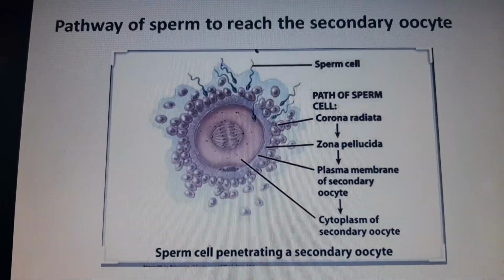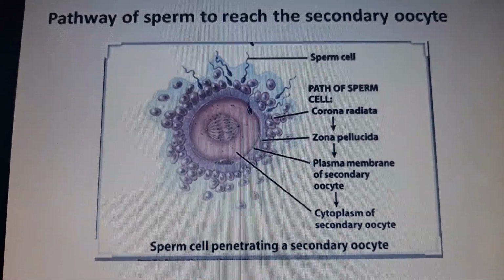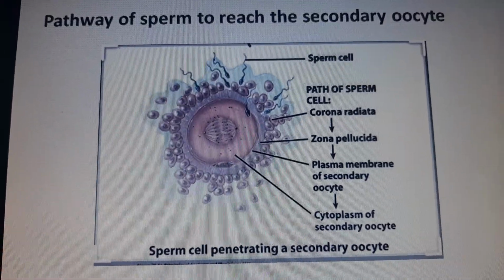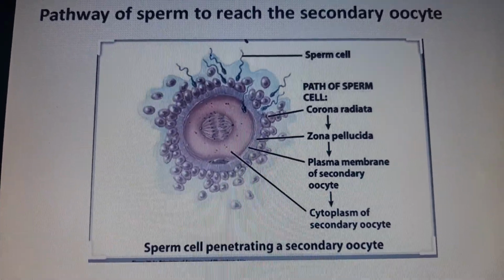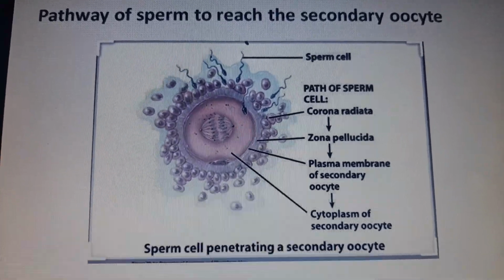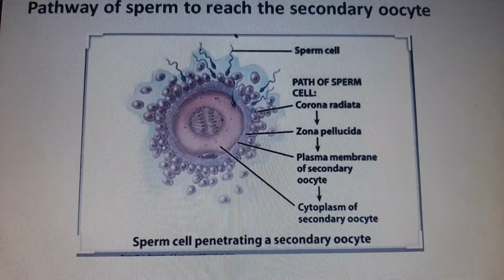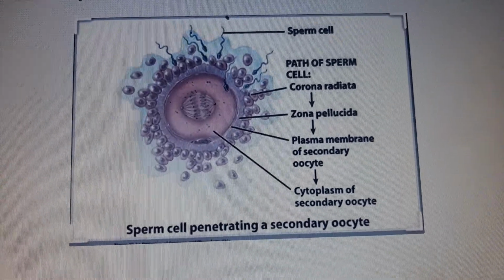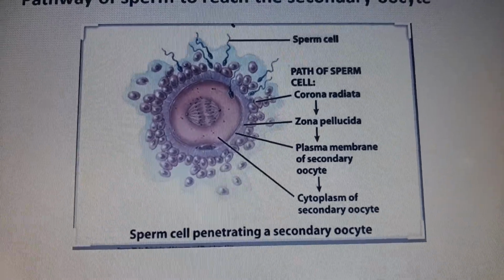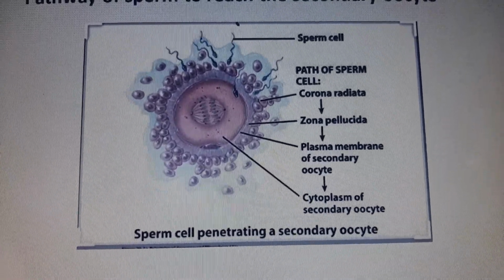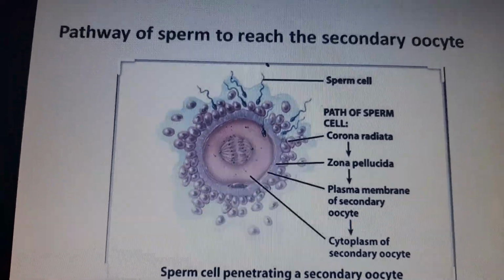Now just see the pathway of sperm to reach the secondary oocyte. First of all, the sperm will invade the corona radiata, then it will go to the zona pellucida, then through the perivitelline space it will reach the plasma membrane of the secondary oocyte, and lastly it will go to the cytoplasm of the secondary oocyte. Just see in the picture, it is shown clearly.